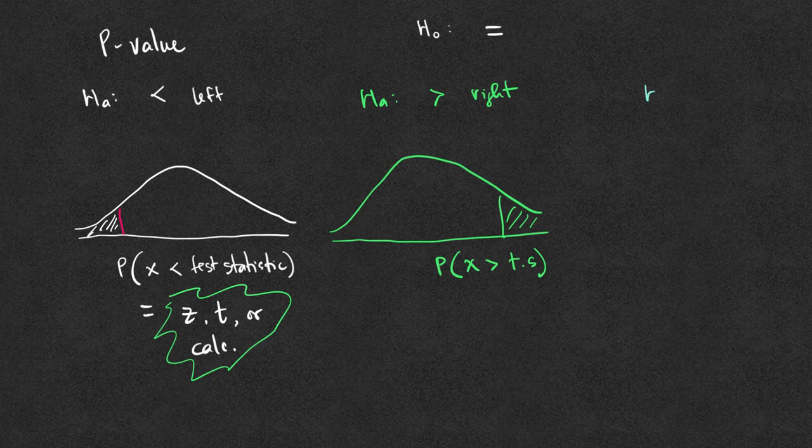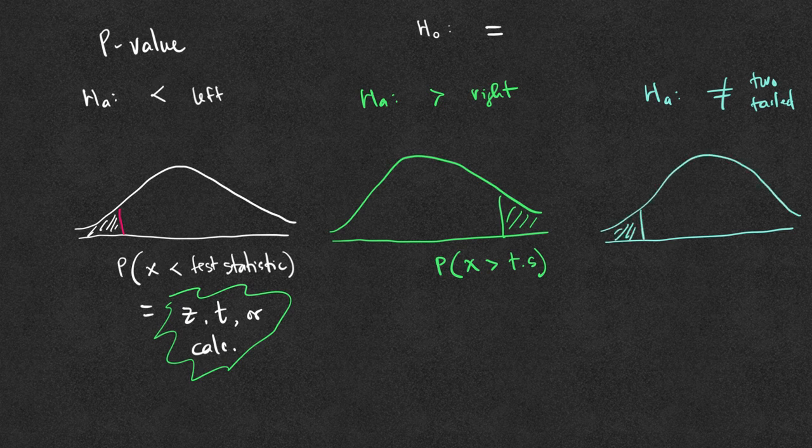Lastly, if the alternative hypothesis indicates not equal to, then this is neither the left nor the right, but this is the two-tailed test. And if it's a two-tailed test, then we're looking for the area on the left and on the right combined. Now, if the test statistic is on the left, then most likely it is the negative of the absolute value of the test statistic, either z or t.